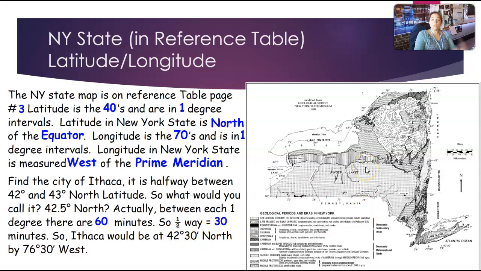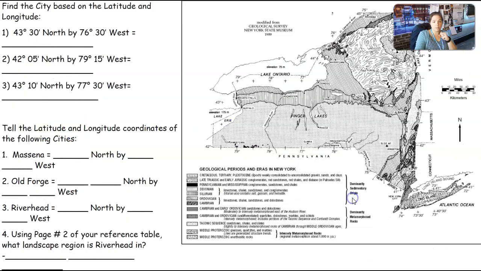All right, the same premise goes on the bottom. But here's the thing with the bottom. It goes 76 to 77, so make sure you're keeping an eye on which way you're looking. Ithaca's right in the middle. I've had students in the past say, it's 77 and 30. No. There's 76, there's 77. It's 76 degrees and 30 minutes west.